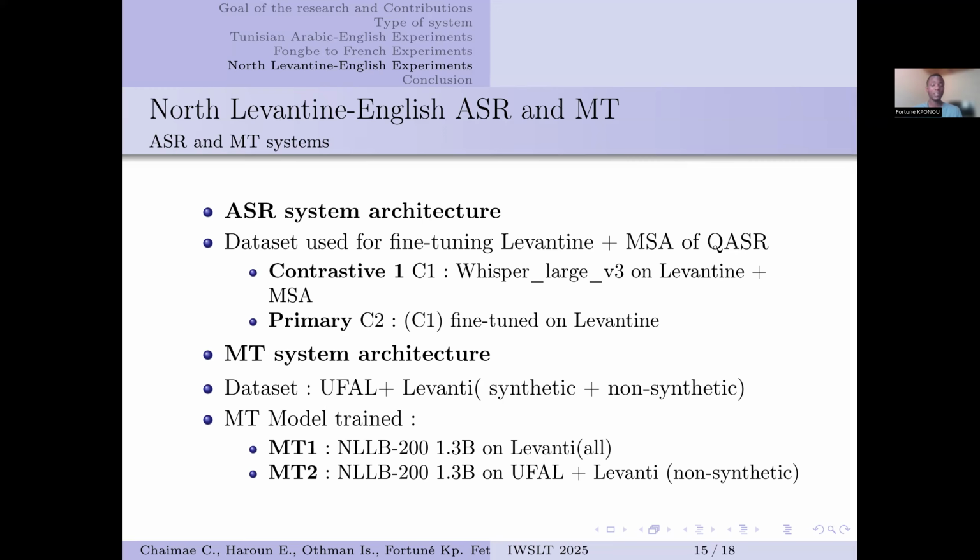Now, for the machine translation system, we proceed to the fine-tuning of NLLB on the Levantine dataset. The Levantine dataset is composed of synthetic and non-synthetic data. Then we use all the data here to make the fine-tuning. And for the MT2, we fine-tune our NLLB on the UFAL dataset plus the non-synthetic part of the Levantine.